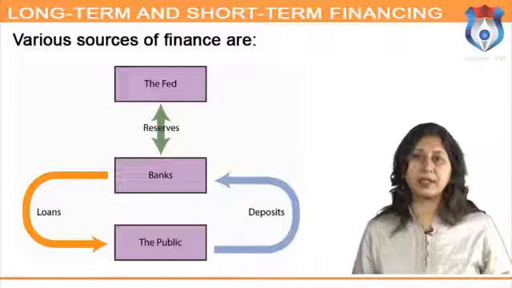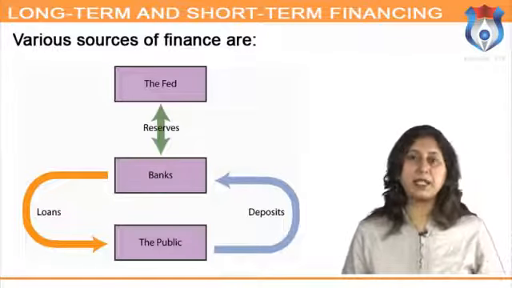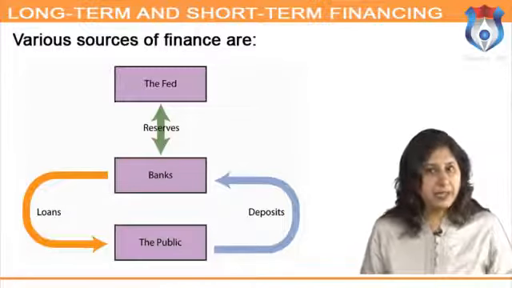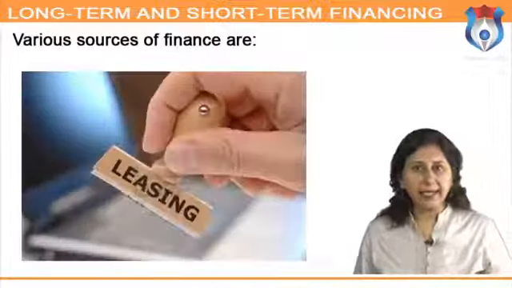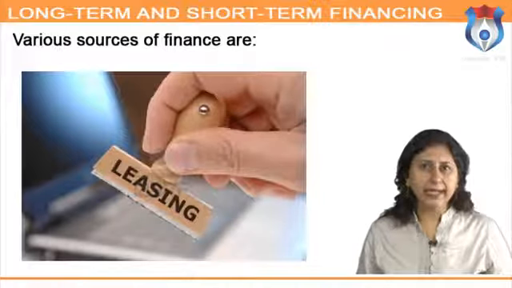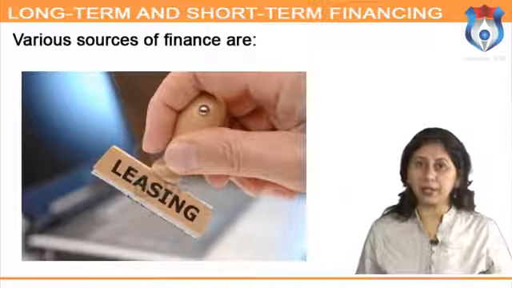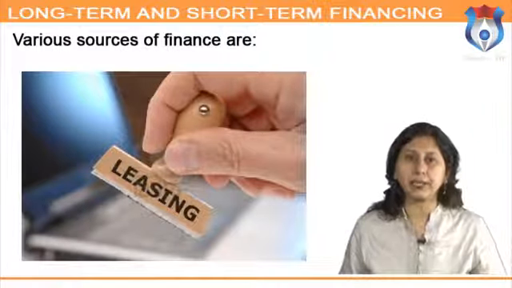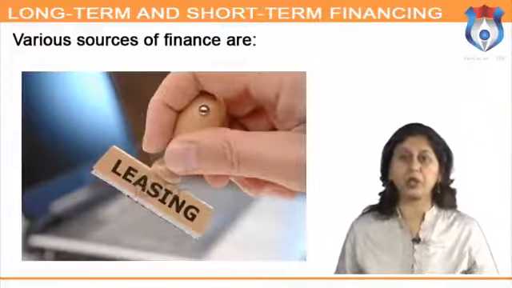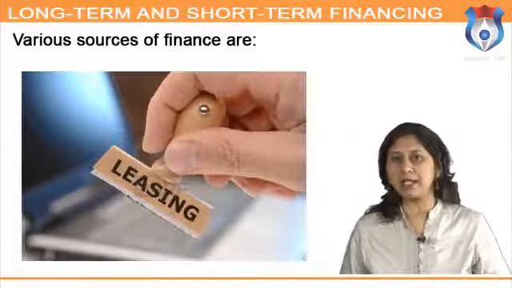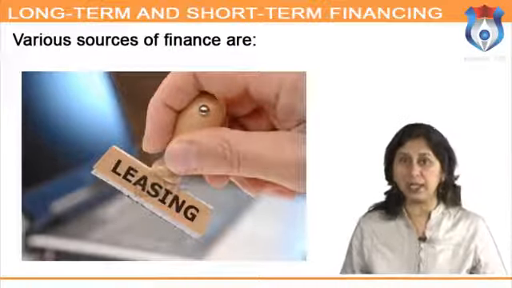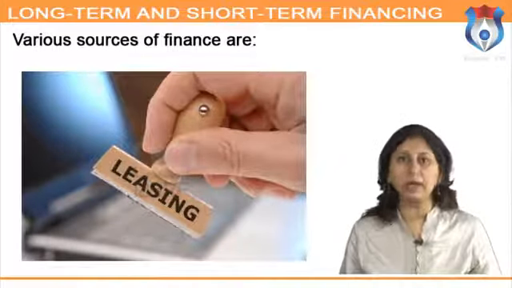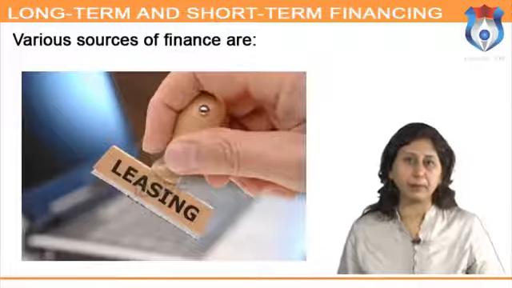Internal accruals. Financing through internal accruals can be done through the depreciation charges and the retained earnings. Leasing and hire purchase. Leasing is a contractual agreement between the lessor and the lessee wherein companies can enter into a lease deal with the manufacturer of the equipment or through some other intermediary. In hire purchase, the ownership is transferred to the buyer after all the hire purchase installments are paid up.